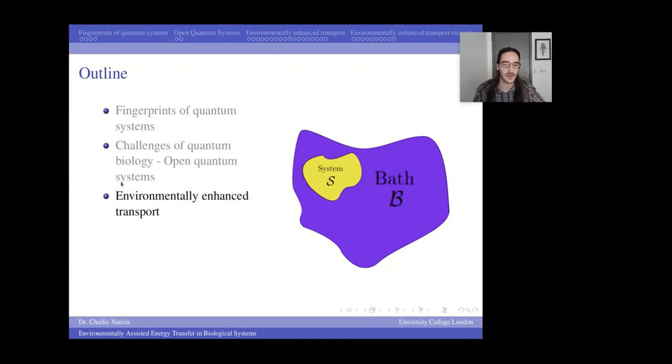Then I'll talk about some core mechanisms behind environmentally enhanced transport, so how the openness of the quantum system can quite counterintuitively enable or enhance the transport properties of the quantum system. And I'll talk about how quantum coherence is manifest in this in some systems or not in others.